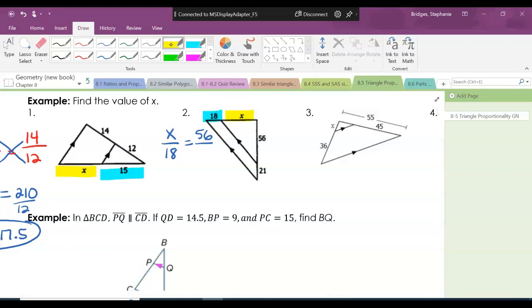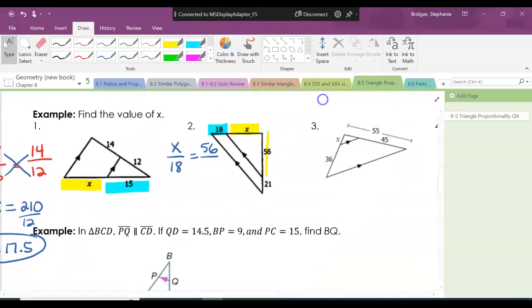And then what's in the same place as x? Whoops. Color coded them for you. Okay. x over what piece is on the same side as that equals the other side, but in the same order. We did x first, so 56 is in the same place as x on the other side. And we're going to cross multiply.